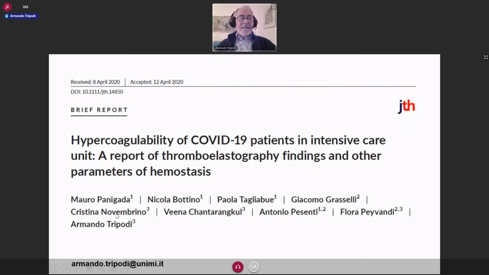A few weeks after the papers published by our Chinese colleagues, we started investigating our patients in Italy at the beginning of the outbreak. And we investigated particularly hypercoagulability in patients who were admitted to the intensive care unit and reported some thromboelastography findings and other parameters of hemostasis I would like to share with you.